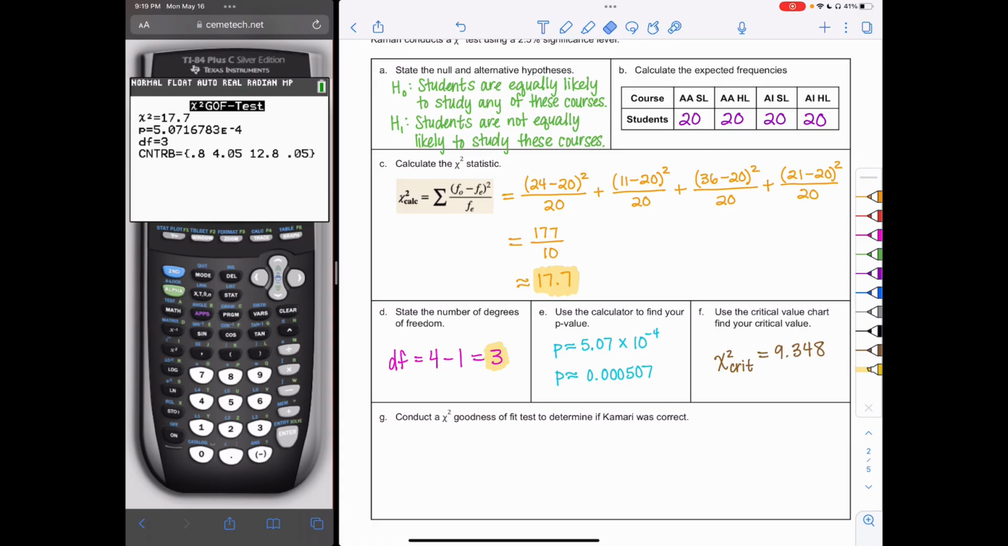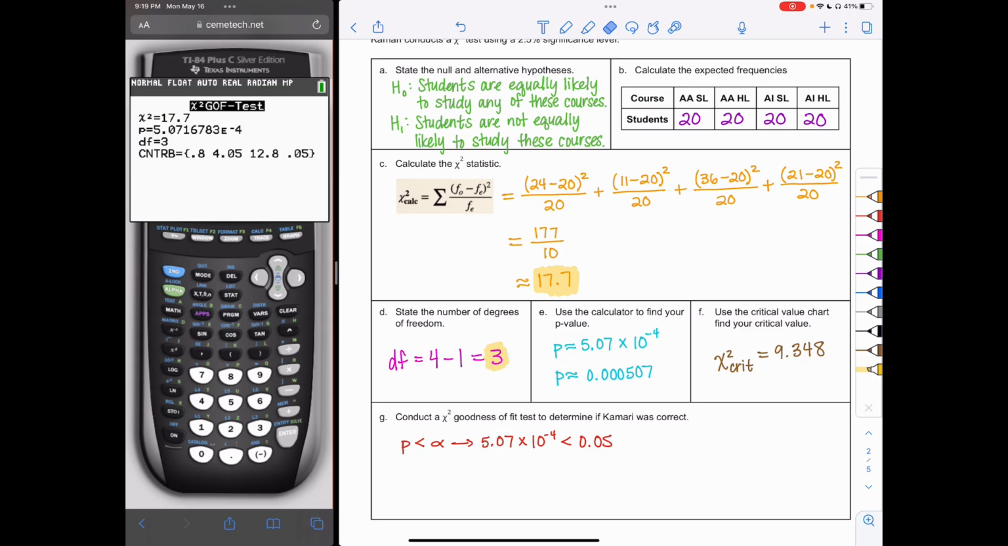So if we look at our p-value and our significance level, we will end up seeing that our p-value is less than the significance level, because 5.07 times 10 to the power negative 4 is actually smaller than 0.05 or 5%.